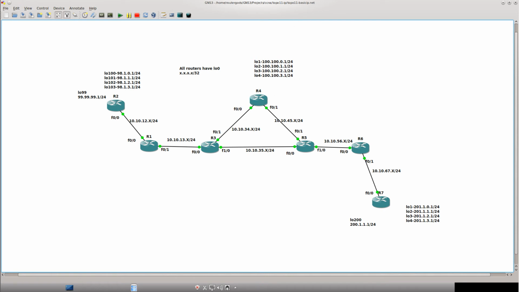So right now, inside of this triangle here, do we have full reachability inside that triangle that I have highlighted in red? Well, can you go on any router in that triangle and ping the loopback of the other routers in the triangle?